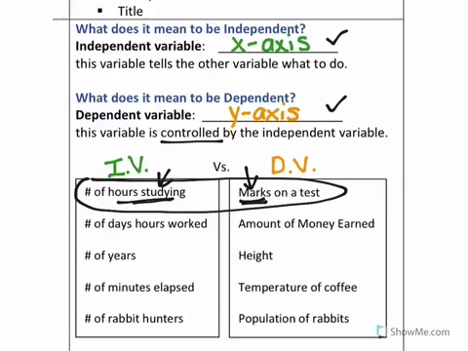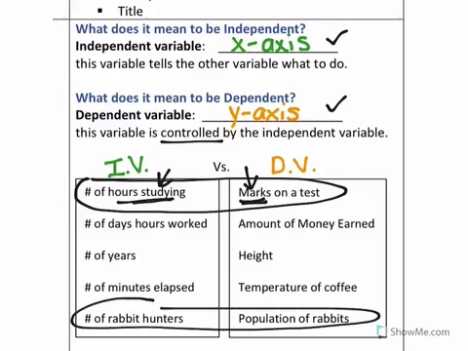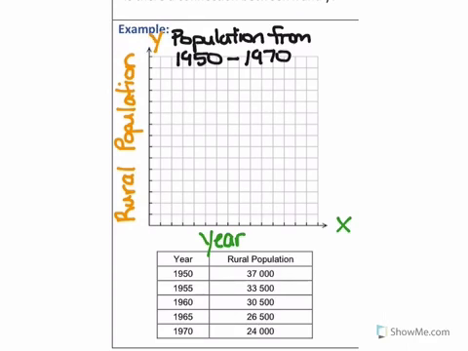Here's another one. Number of hunters and rabbits. So the population of the rabbits depends on the number of the hunters, which is independent. It doesn't make sense to say it the other way around. The hunters don't depend on the rabbits. The number of rabbits will depend on the hunters. So going back to our example for a second, the population is going to depend on what year it is, not the other way around.